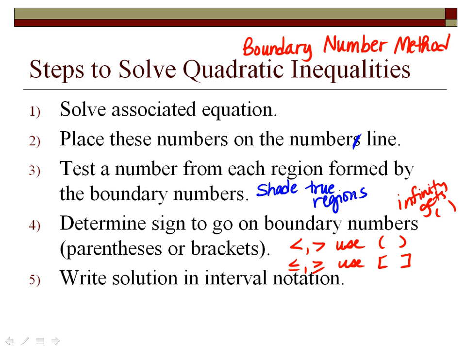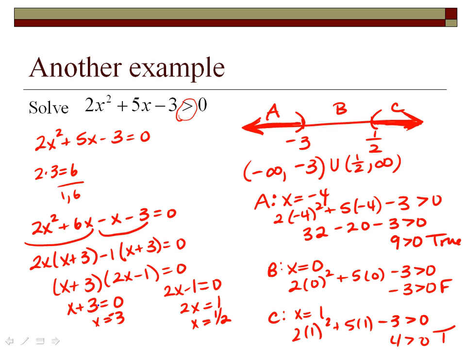Determine the sign to go in the boundary numbers. That is, do we use a parentheses or bracket? If it's less than or greater than, you're going to use parentheses. Less than or equal to, greater than or equal to, you're going to use brackets. But infinity never gets a bracket. It always has a parentheses. And then you're going to write the solution in interval notation. So looking at this example, 2x squared plus 5x minus 3 is greater than 0.